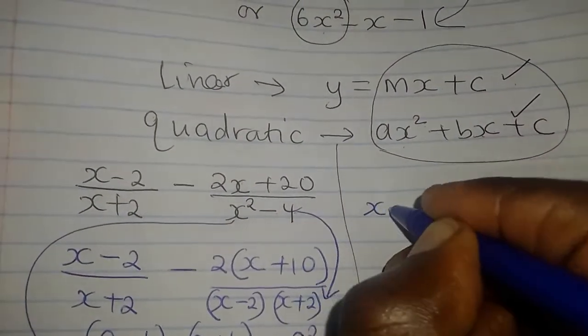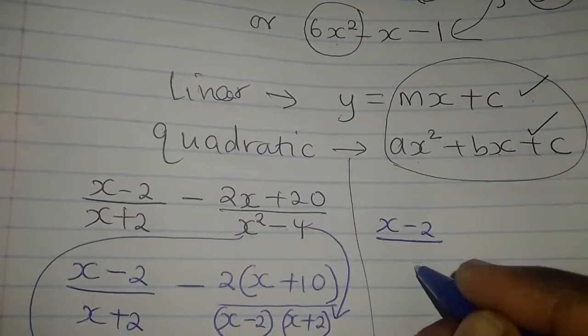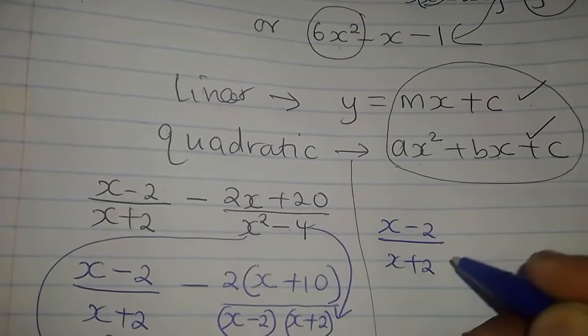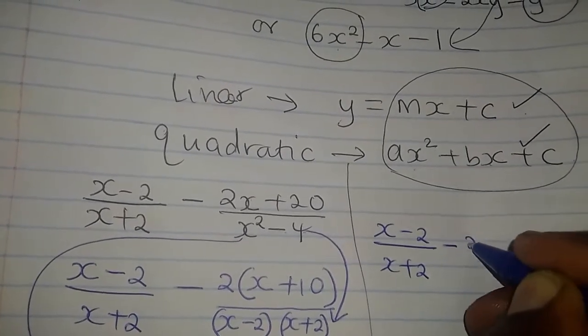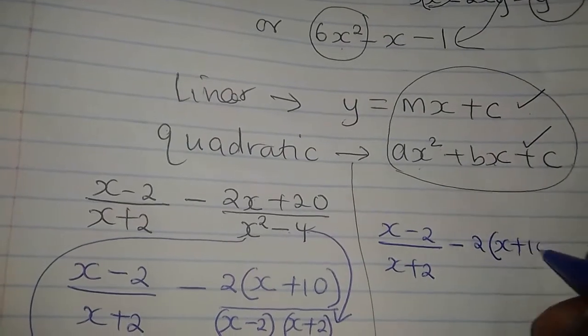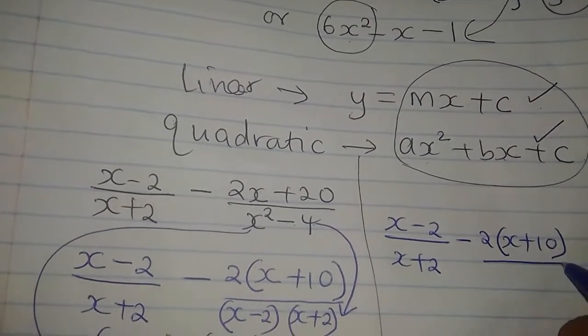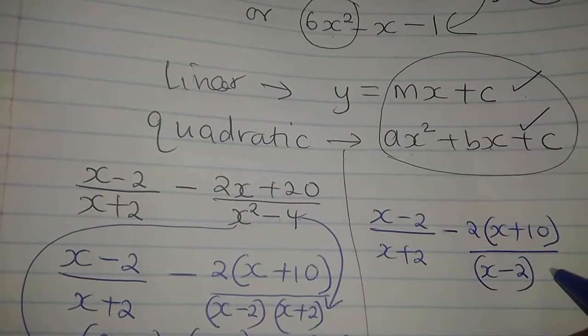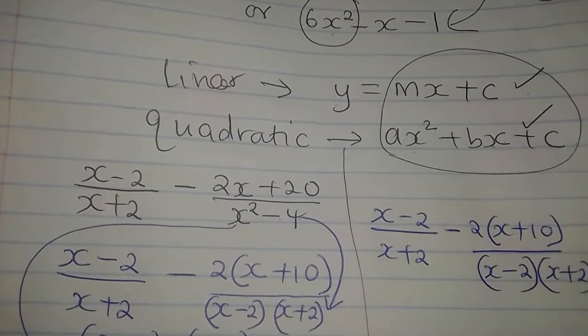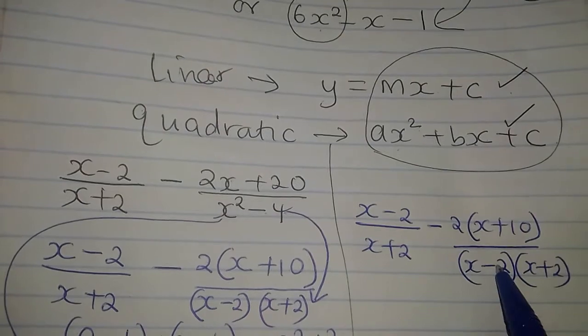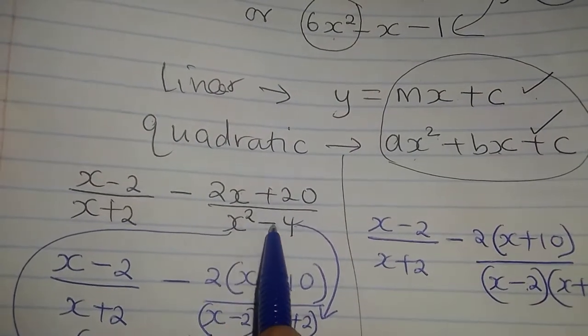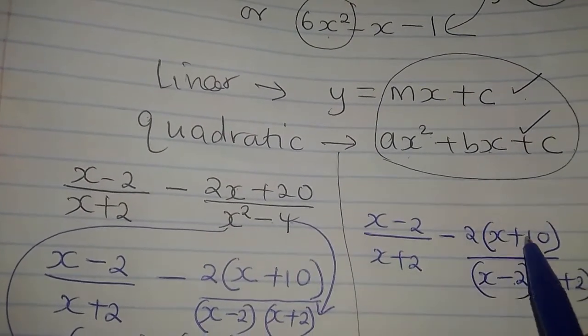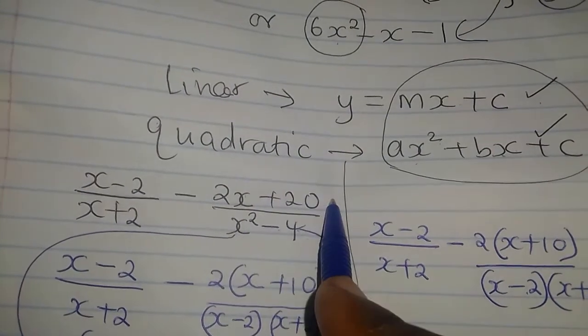So I'll write down and work out the question. I'm going to say (x minus 2) over (x plus 2) minus 2 into (x plus 10), close the brackets, over (x minus 2), then (x plus 2). This is the same as x minus 2, x plus 2 is the same as x squared minus 4. 2 into x plus 10 is the same as 2x plus 20.